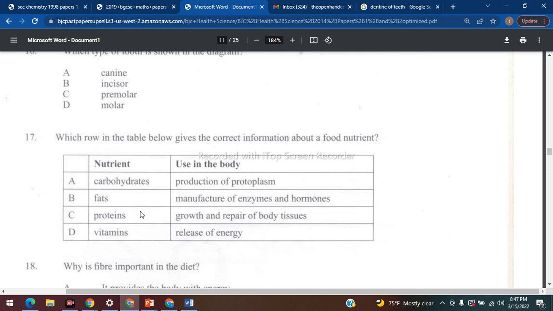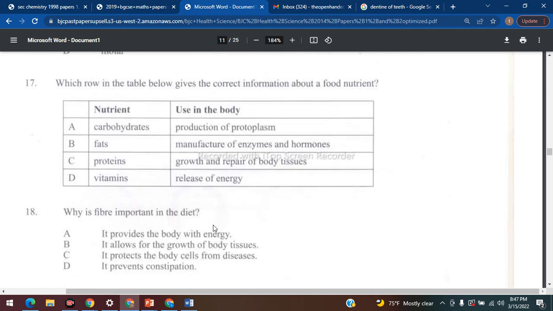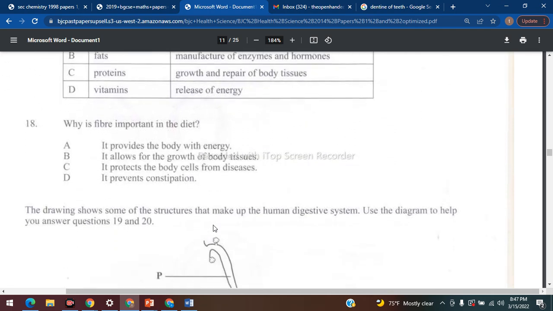Protein is responsible for growth and repair of body tissues. C. I'm going to stop at number 20 and then call it a night. We only have about two more questions, and we can stop at number 20.